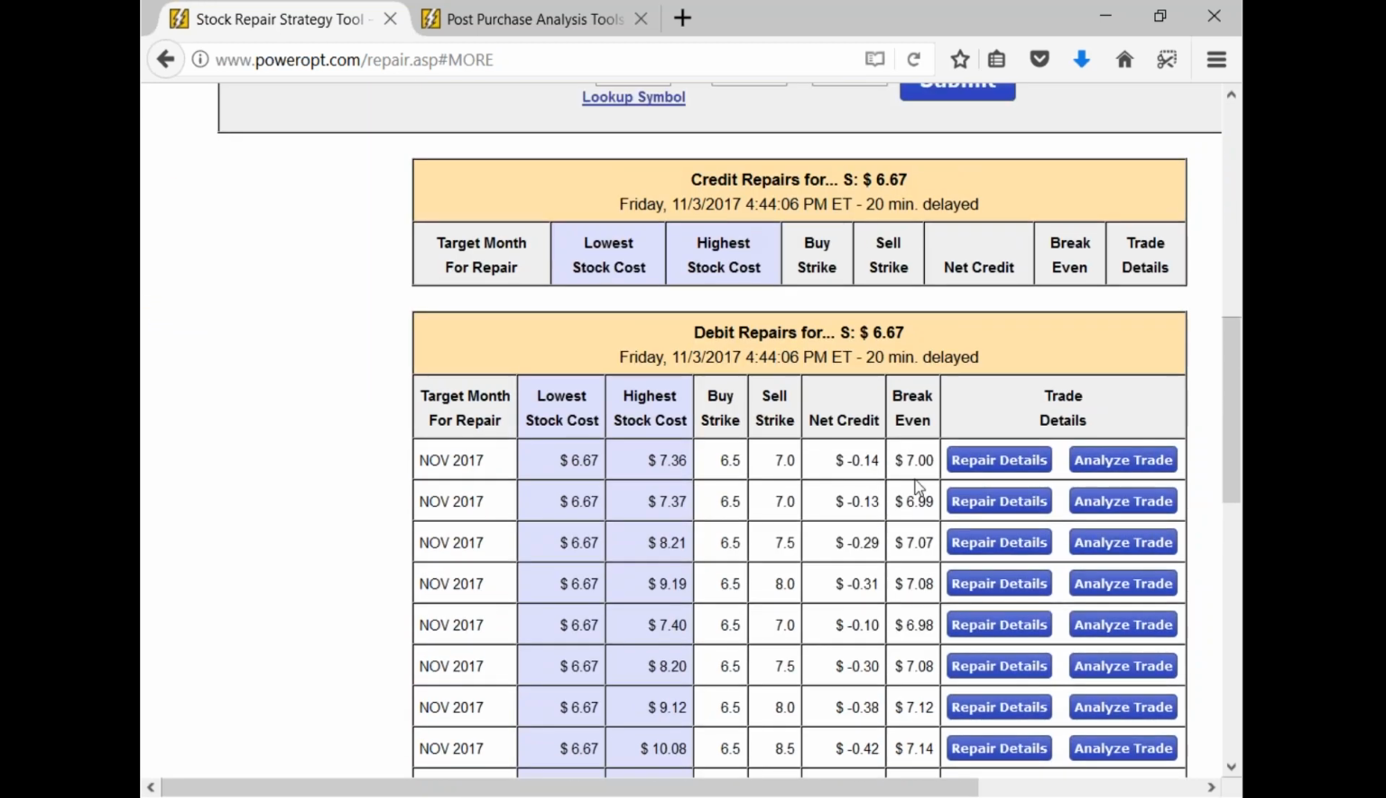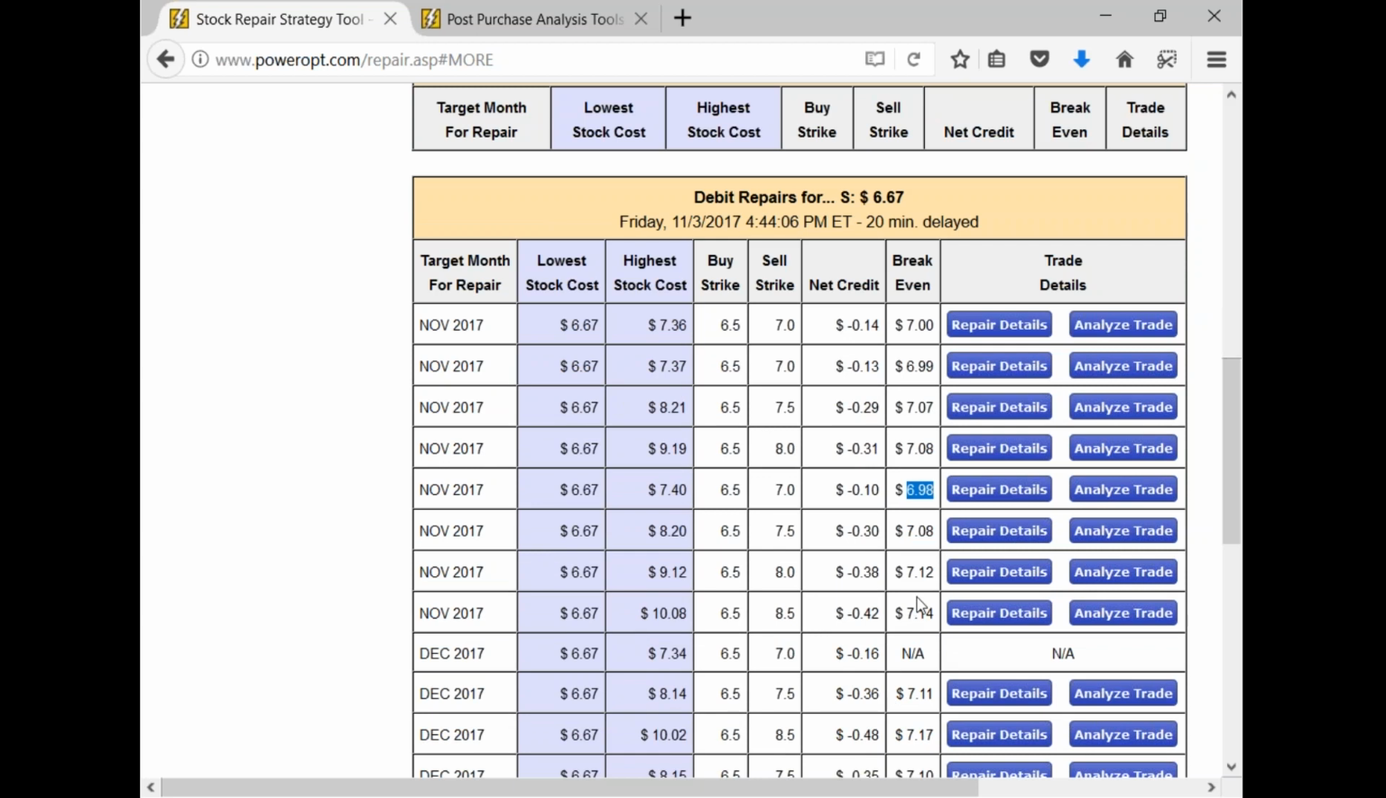Still no credit repairs, but look, there's debit repairs in the near term where you'd only need the stock to come back to $7, $6.98 or $6.99 to help you get back to break even. I think this might be a better opportunity for you, a better way of viewing things using the stock repair or a different type of technique. I'm not a fan of the repair that you suggested, Mark S. It just doesn't look like a good combination.